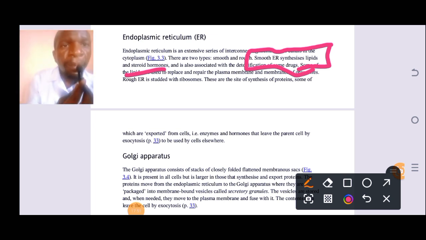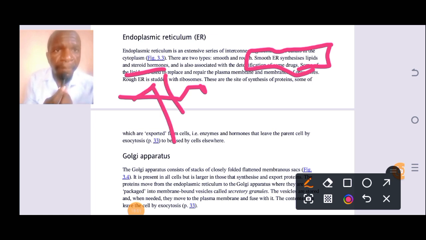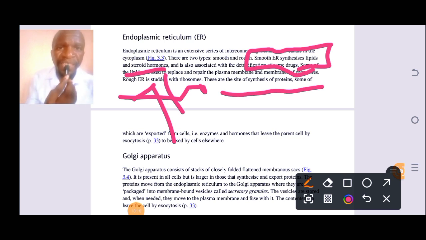Now, rough endoplasmic reticulum is studded or lined or dotted with ribosomes, as you can see here. These are the sites of protein synthesis. Therefore, it is responsible for protein synthesis. So you see that school is very, very easy, right?